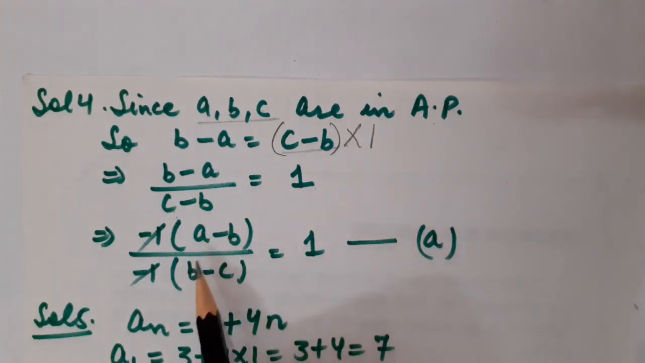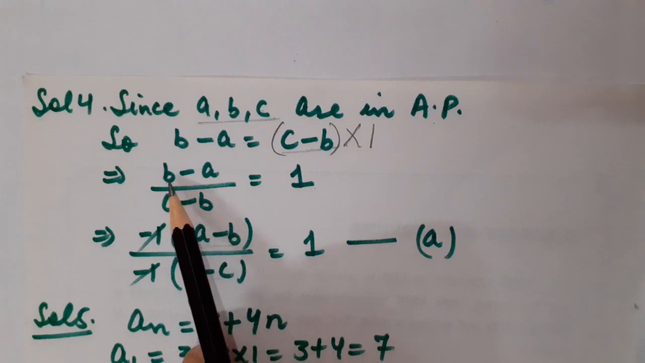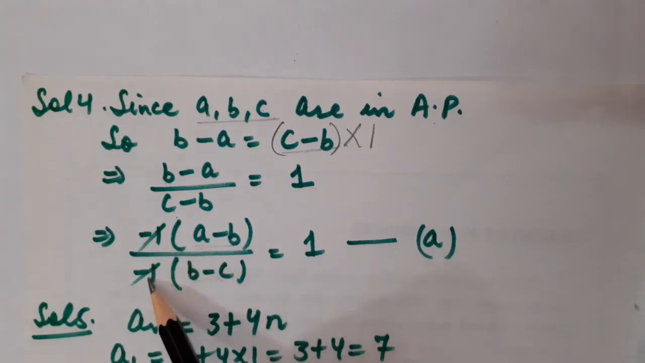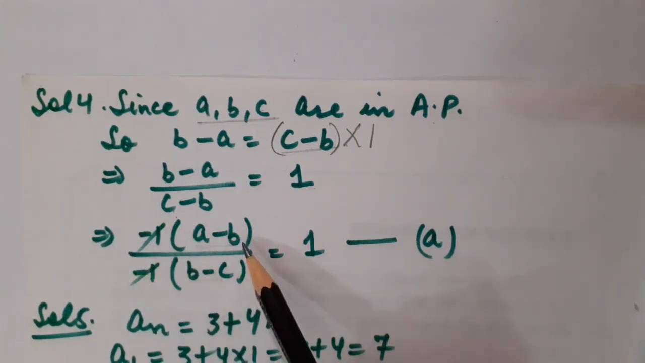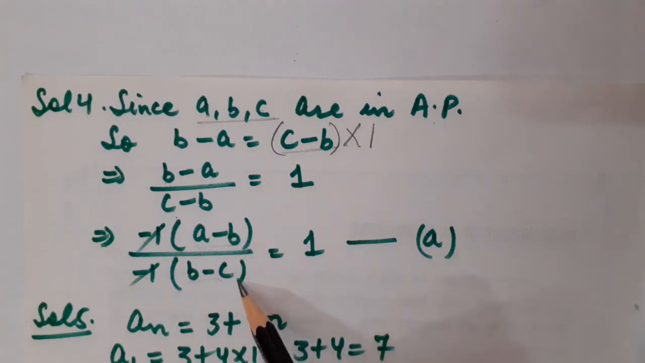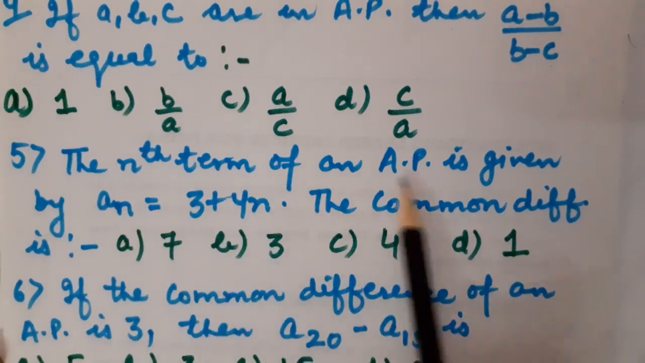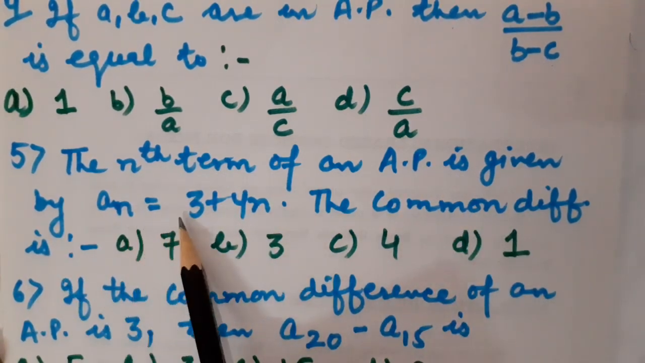Taking minus 1 common from numerator as well as from denominator, B minus A will become A minus B and C minus B will become B minus C, along with minus 1 taking common. Minus 1 and minus 1 are going to be cancelled. So what is the value of A minus B upon B minus C? That is equal to 1, and this is option number A. Correct, students?